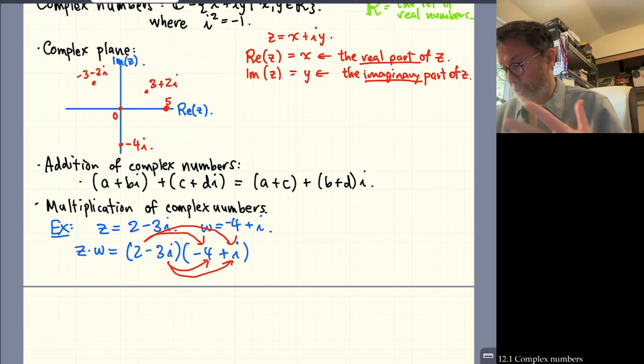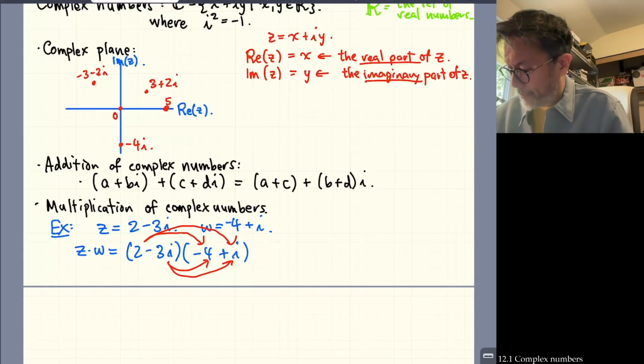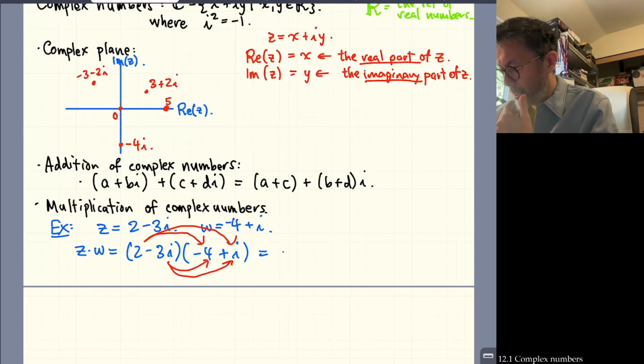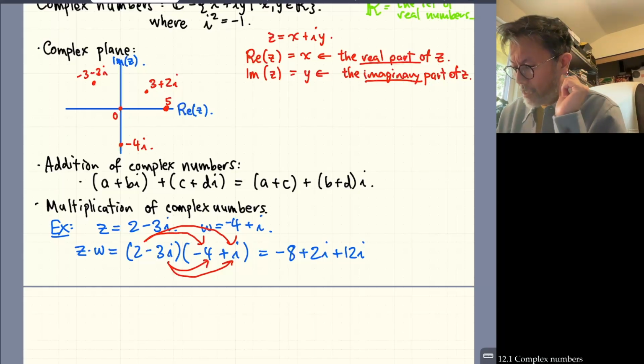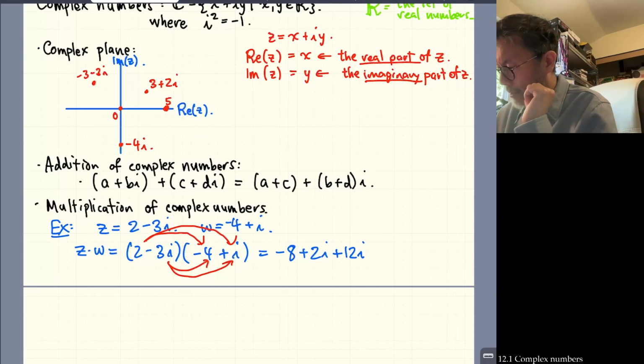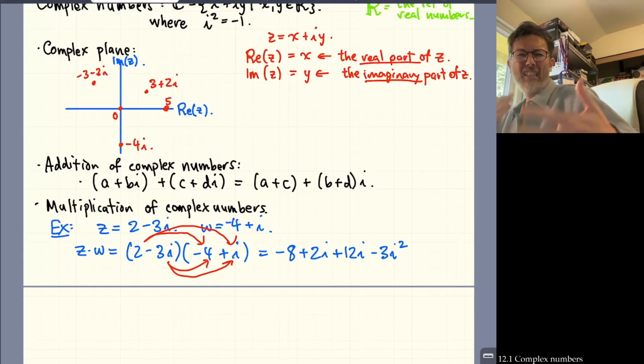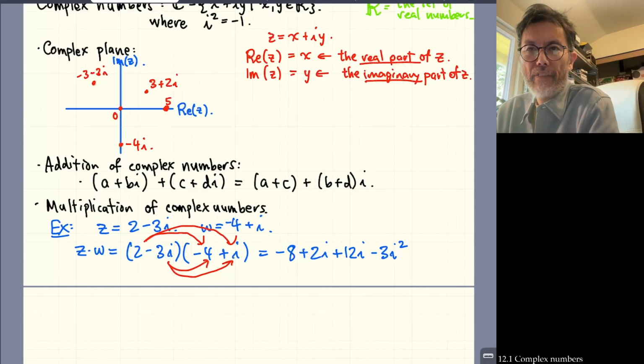Well, if we expand this out, what do we obtain? So 2 times negative 4 is negative 8. 2 times i is 2i. Negative 3i times negative 4 is going to be positive 12i. Make sure you understand how that happened. And then finally, we have negative 3i times i. So I'm going to initially write this as negative 3i squared. Very sensible, right? It's kind of like I'm treating i like a variable.